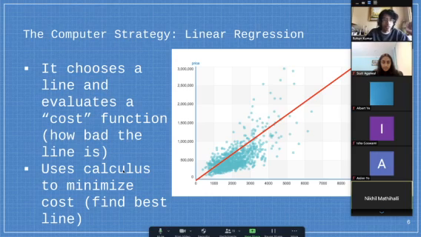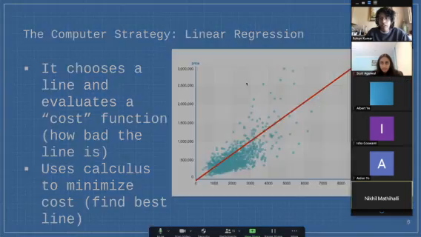Which way would you have to go? The partial derivative. Yeah, right, the derivative. If your derivative is positive, you want to go down the slope. The derivative is basically just a tangent line, so if you wanted to go down the slope, you would go the opposite direction of the derivative. That's how it uses calculus to find the minimum of the function, in order to minimize the cost of the line.